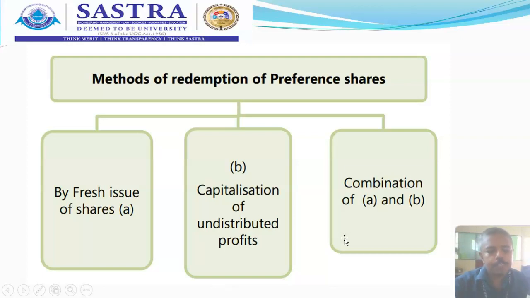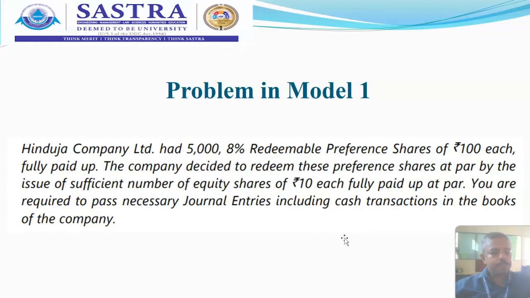When we make a fresh issue, what are the journal entries? When we capitalize the undistributed profit, what type of reserve is created? That is capital redemption reserve. And if we do both, then we need the fresh issue of shares entry as well as the capital redemption reserve creation entry. So that's how we need to proceed. By combining all these things, now we will move forward to solve a model sum. Let me do a few model sums in the class itself, and similarly we may solve more in upcoming days.